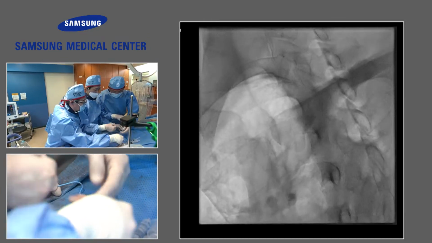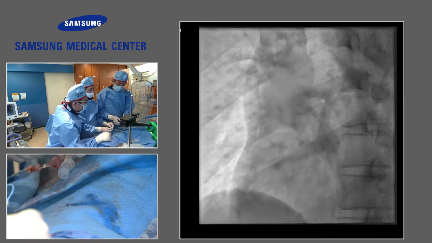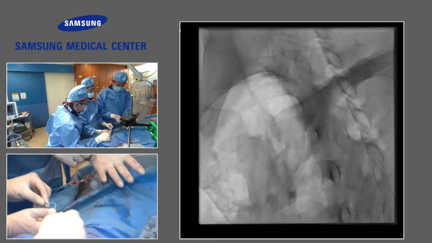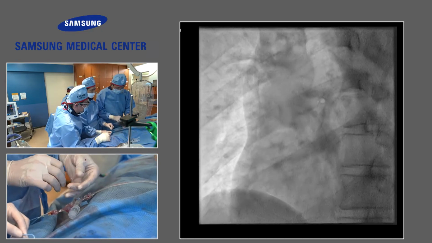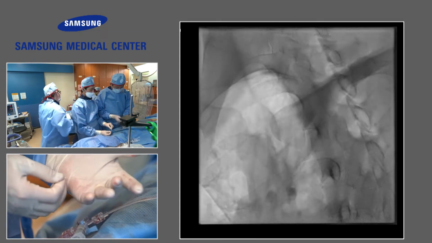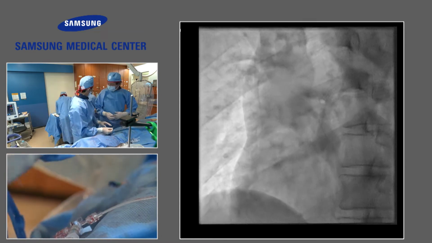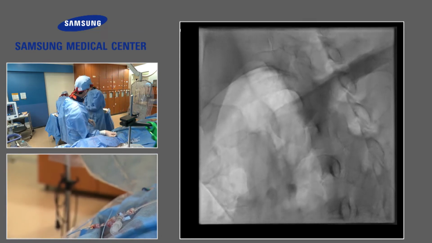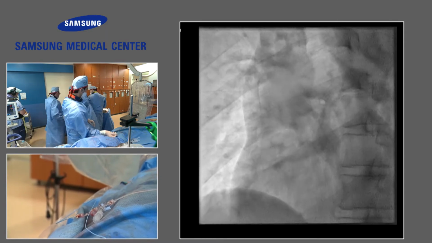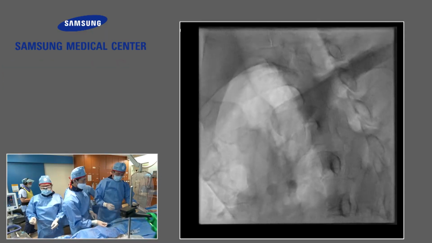Sorry, the wire broke. This is the balloon. Where is the cutting point? How long is the remaining catheter in the guiding catheter? About 10 centimeters? Yes, 10 cm.